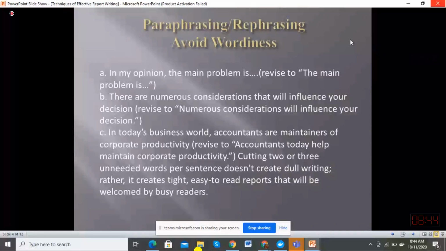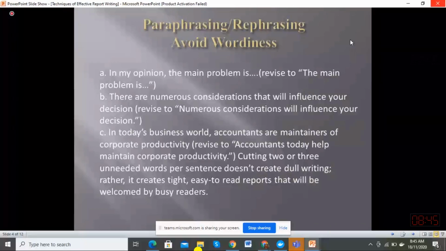There are numerous considerations that will influence your decision. Revised to: numerous considerations will influence your decision. So in the same way, he has revised it and made it precise. Next. In today's business world, accountants are maintainers of corporate productivity. Revised to: accountants today help maintain corporate productivity. So instead of "in today's business world, the accountants are maintainers of", the revised sentence is: the accountants today help maintain corporate productivity.